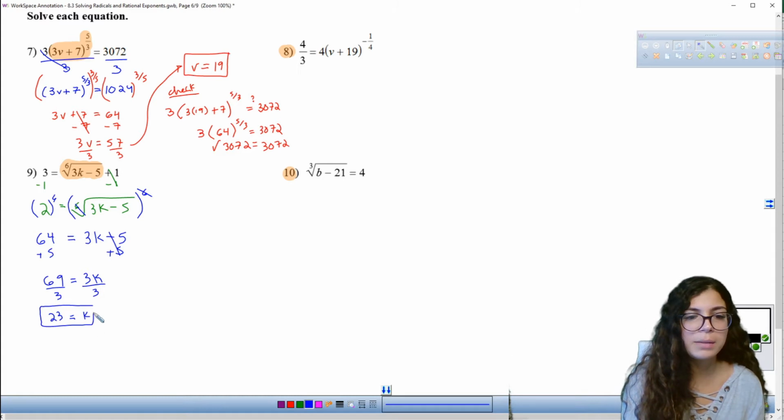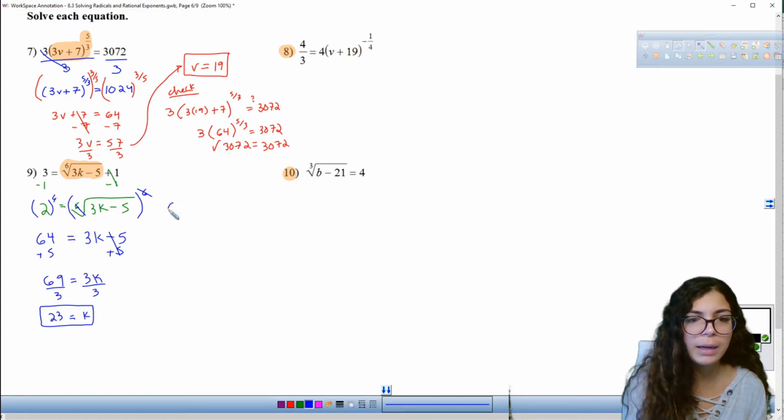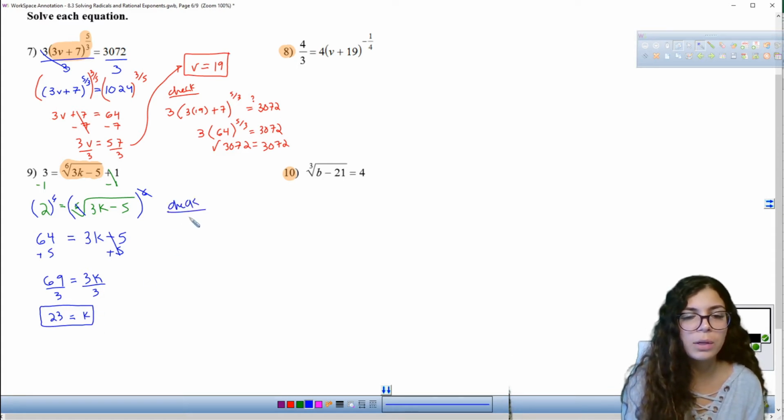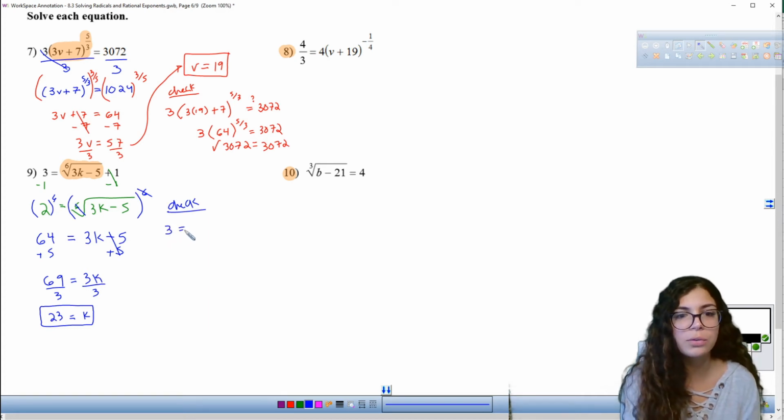Okay, now I am boxing this, but I should probably not get ahead of myself. I'm just assuming that this is going to work. Remember, you always have to check your solution.